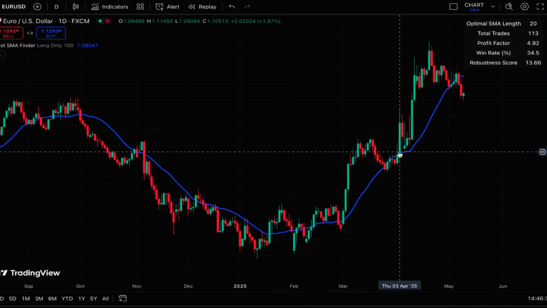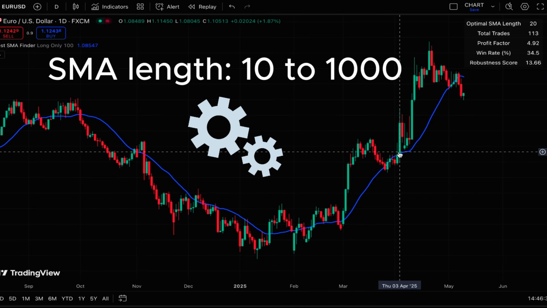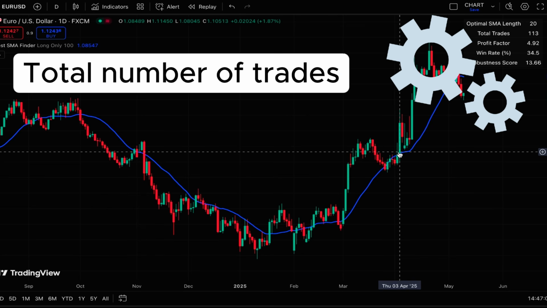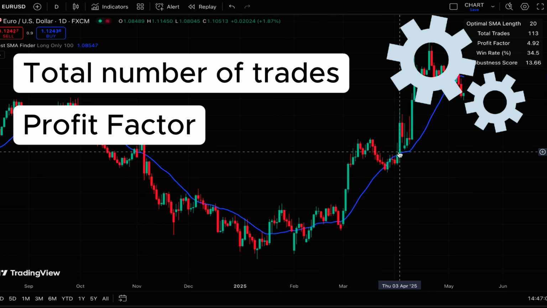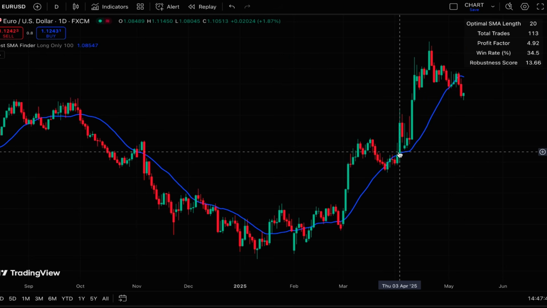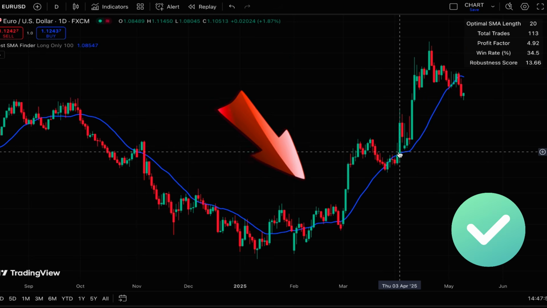The script performs an individual backtest for each SMA length from 10 to 1000, testing 991 values, and then for each tested SMA, it calculates the total number of trades, profit factor, which is actually total profit divided by total losses, and win rate. And finally, it gives a score which is calculated based on win rate, profit factor, and total trades. Then only moving averages that meet the minimum trade count are considered, and finally, the one with the best score will be shown on the chart.